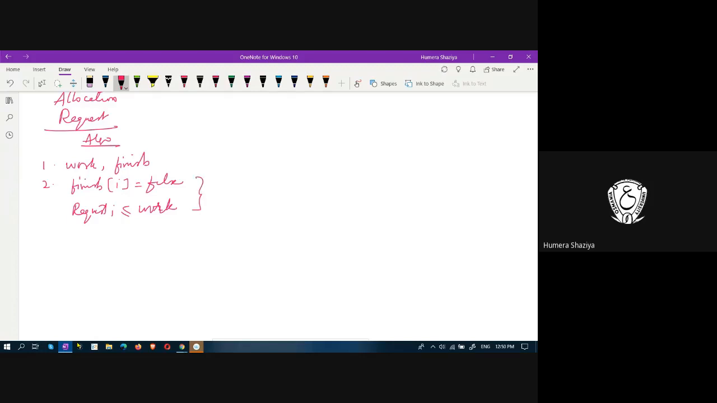Here again, if it is true, then you go to step 3. If it is false, you go to step 4. In step 3, what is done is work equals work plus allocation of I, and finish of I equals true. And again go to step 2.